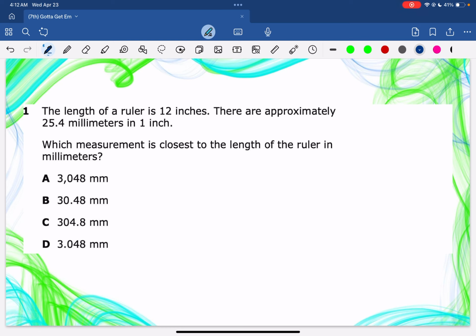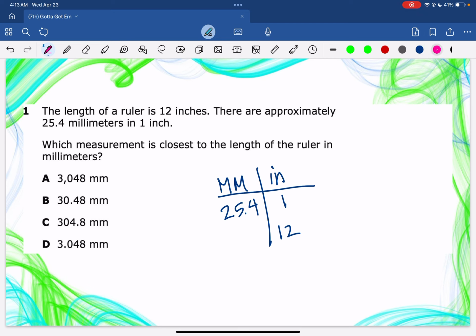It said the length of a ruler is 12 inches. There are approximately 25.4 millimeters in 1 inch. Which measurement is closest to the length of the ruler in millimeters? All right, so we're going to set up. We're comparing millimeters to inches. So that means on the left side can only be millimeters, and on the right side can only be inches. So you look on the right, the 12 has to be on the inches side.